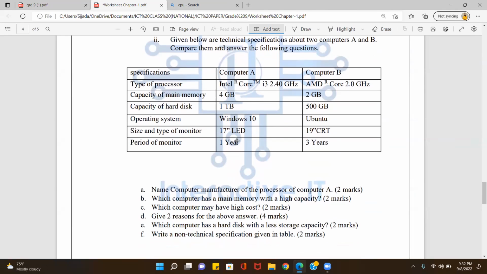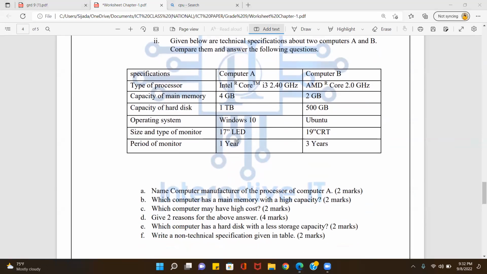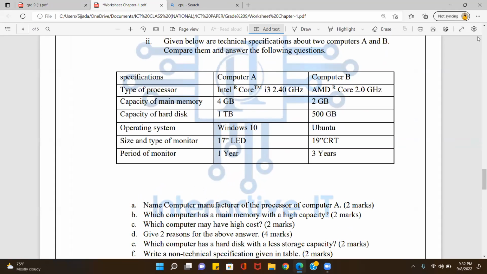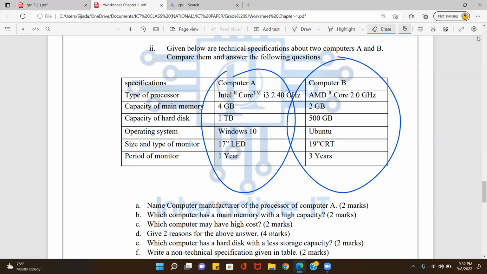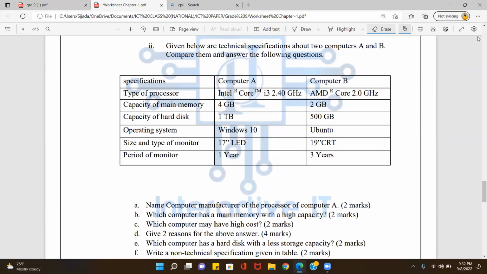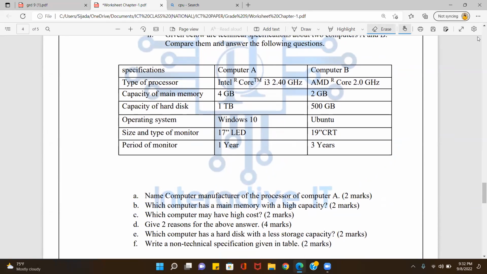So if you know the i versions belong to quad core, and the Pentium versions belong to single core. Now look at this chart. In this chart they have given some technical specifications of a computer. There are two computers, computer A and computer B.